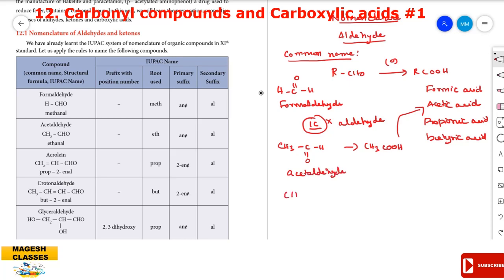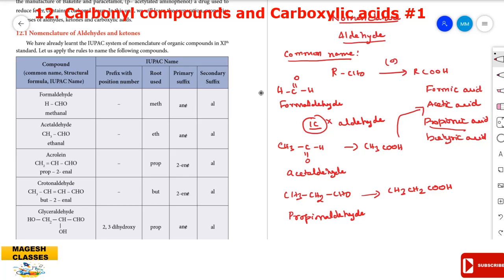The next one, you can name it: CH3CH2CHO. The oxidized product is CH3CH2COOH, which is propanoic acid. The common name of this acid is propionic acid, and so the aldehyde is propionaldehyde. So these are the common names of the aldehydes. The common name of an aldehyde is obtained by replacing the IC suffix of the corresponding oxidized acid and adding the suffix aldehyde.